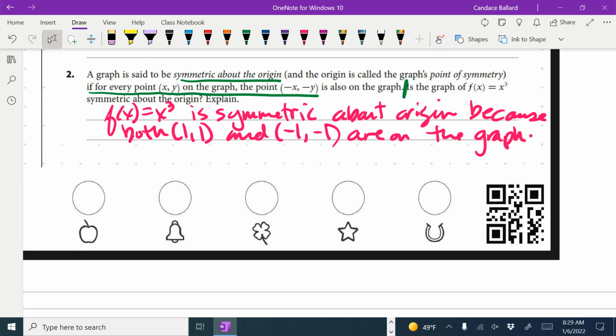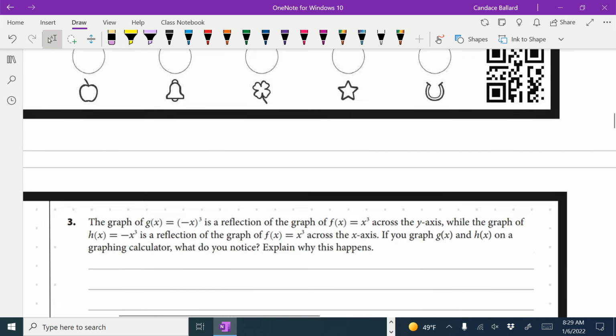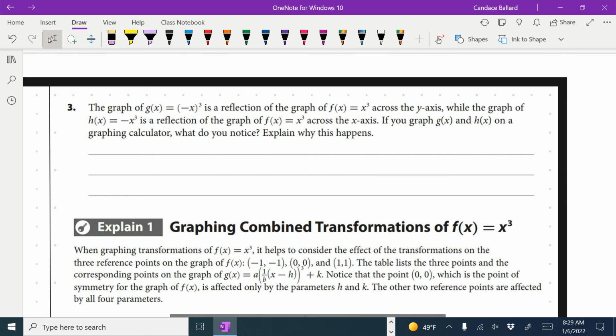Got another 30 seconds to write. Look at the next part. Okay. Go ahead and read that to yourself really quick. Read number 3 to yourself.